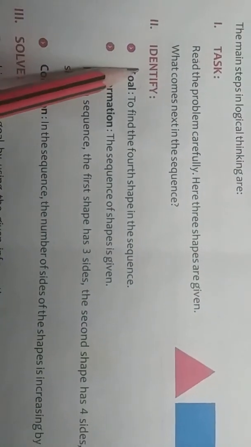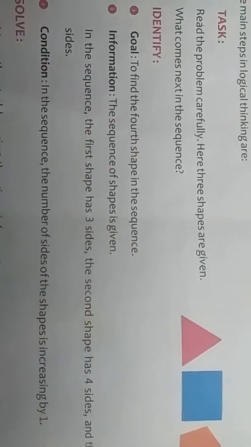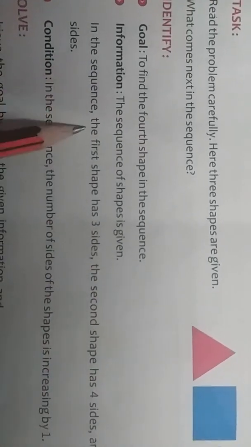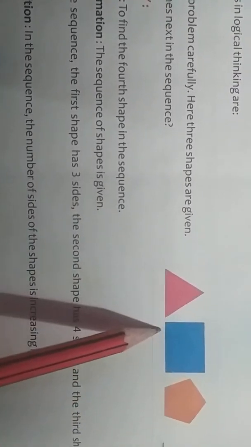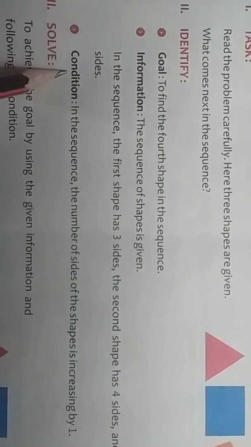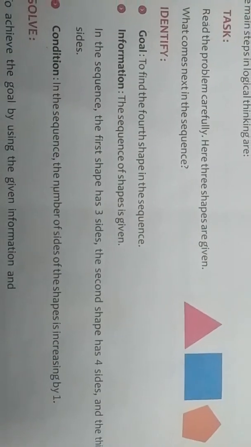Next is identify, which means the goal. To find the fourth shape in the sequence is our goal. Next is information. In the sequence, the first shape has three sides, the second shape has four sides, and the third shape has five sides. So the condition is that in the sequence, the number of sides of the shapes is increasing by 1. You can see here three sides, four sides, and five sides. Means the fourth picture.